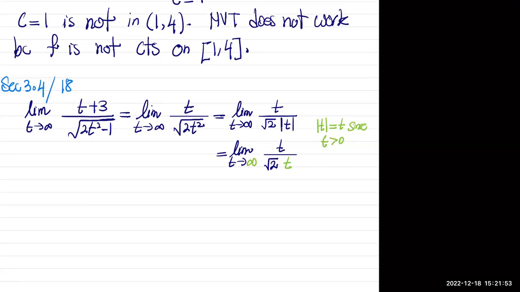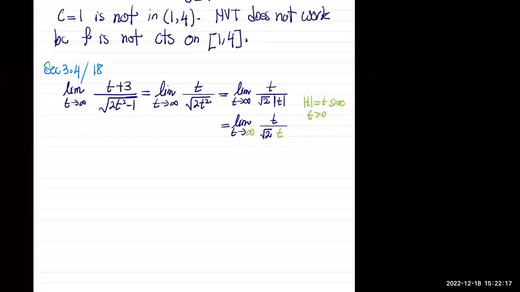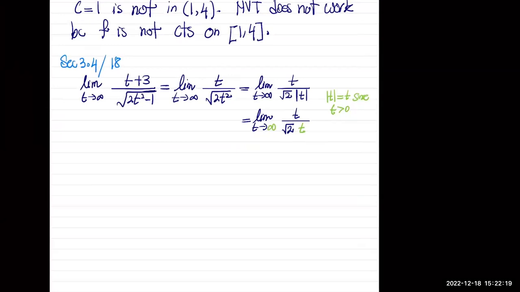Okay, if t went to negative infinity, then absolute value of t is negative t. Why do we need the negative t? It's because we need the extra negative factor that will multiply t, which is a negative number itself, into a positive. Okay, but here t is positive, t's cancel out.